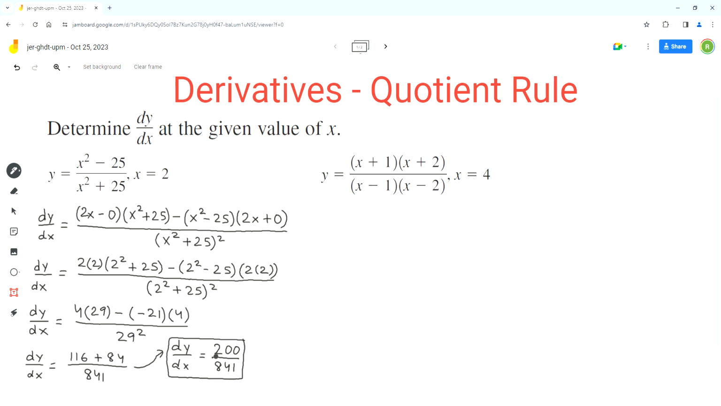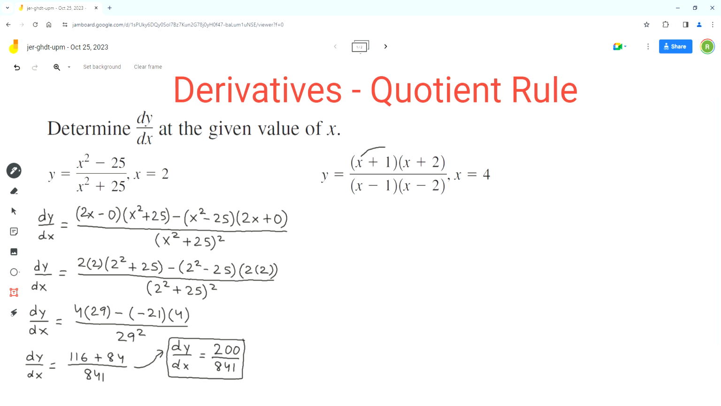Now we can analyze the second given function. In this function, the numerator is made up of two expressions in parentheses that are being multiplied, and it's the same in the denominator. So in order to use the quotient rule, it's easier to first distribute the terms in the parentheses in the numerator and denominator. For that, we can use the FOIL method.